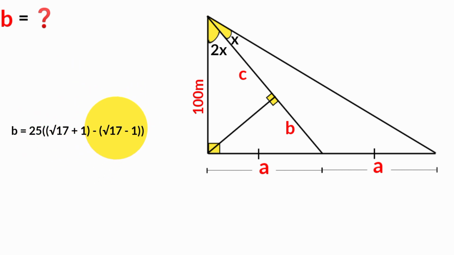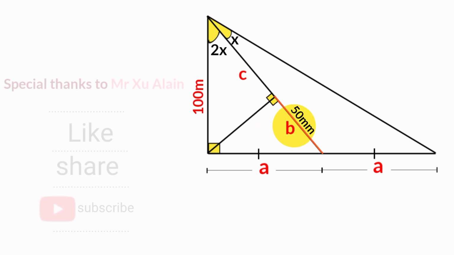Minus open bracket square root of 17 minus 1 is minus square root of 17 minus minus 1. Minus minus 1 is plus 1. This square root of 17 minus this square root of 17 is 0. 1 plus 1 is 2. 25 open bracket 2 is 25 times 2, which is 50. So b equal to 50. That is, the length of this side using his method is 50 meters.